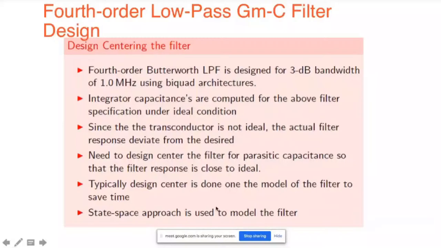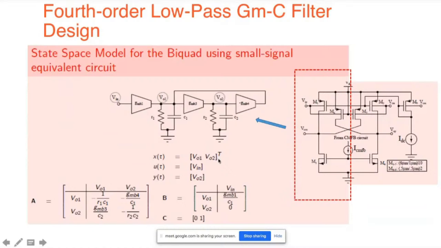State space approach to model the filter. Now in the case of the state space approach, what you have done is take the small signal of the filter. So this is a single-ended small signal model of the filter. You have the input given at the input GMB. Then at the input side, you have the input resistance and parasitic capacitance. And then you have another GMB. This will be again another input capacitance and output capacitance.